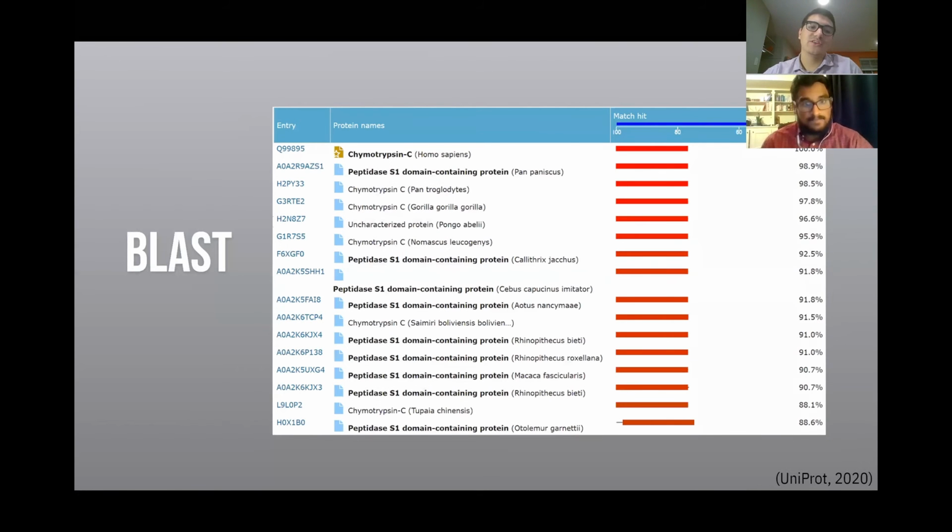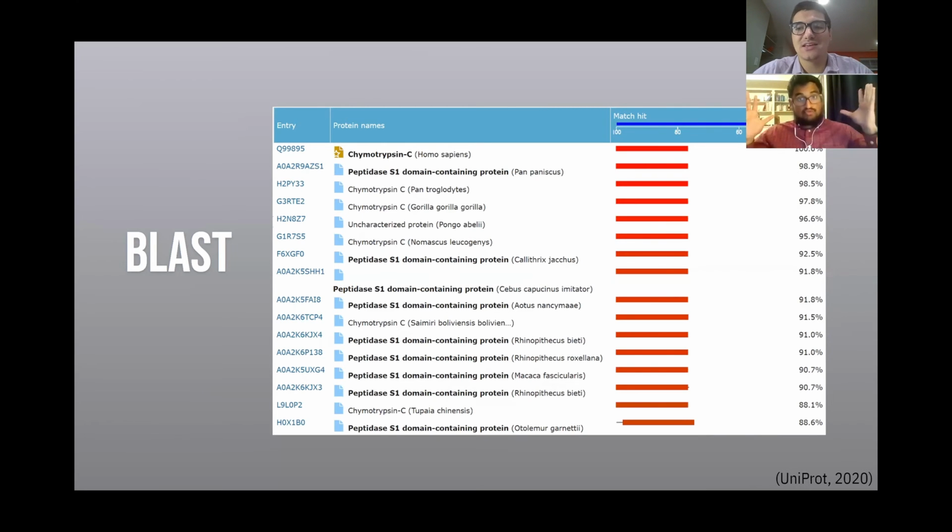Yeah, so one of the really cool bioinformatics tools that we have now in this 21st century is called BLAST. What this does is it can take a DNA sequence and compare it and say, okay, what other sequences in other species are really, really similar to this. And as you can see here, Pan paniscus is actually the pygmy chimpanzee, and they have an enzyme, peptidase S1 domain containing protein, that its DNA sequence is 98.9% similar to that of Chymotrypsin-C.